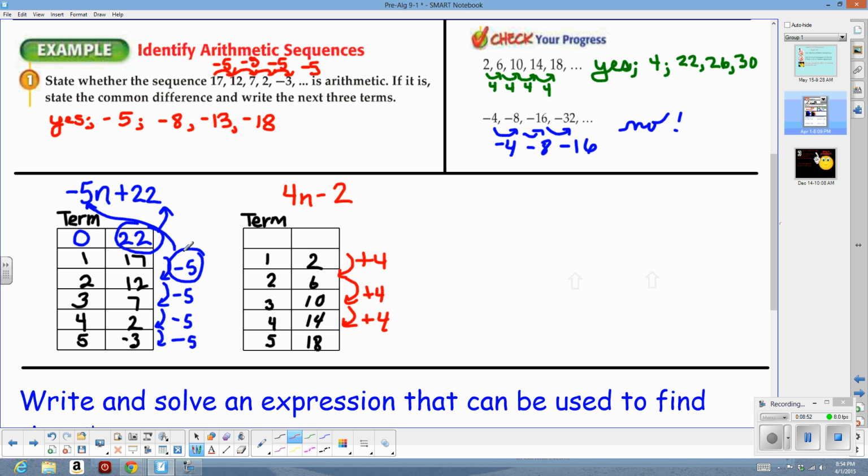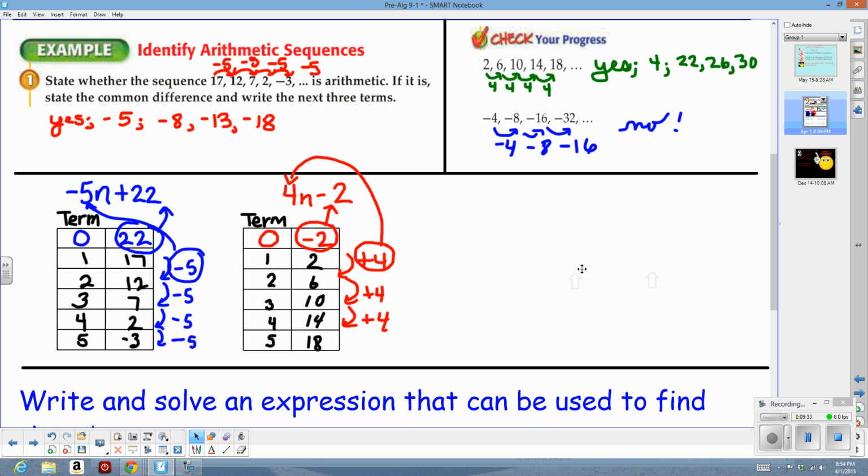Now, if I do what I just talked about over here and go backwards to the term before the first term, or the 0 one, instead of adding 4, if I'm going backwards, I would subtract 4. And 2 take away 4 is -2. Notice this number right here is what you multiply by, and this number right here is what else is being done to it. In this case, it's -2. Over here, it was plus 22. This one's plus 22 because it's positive. This one is -2 because it's negative.